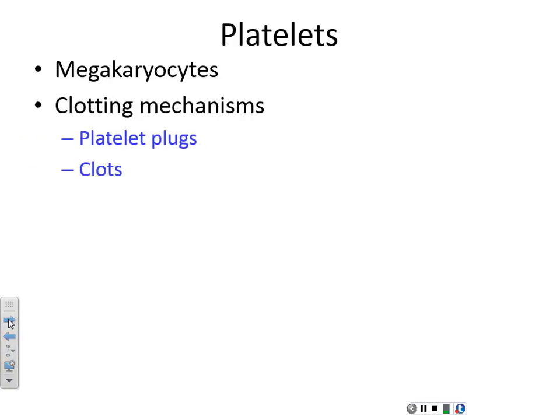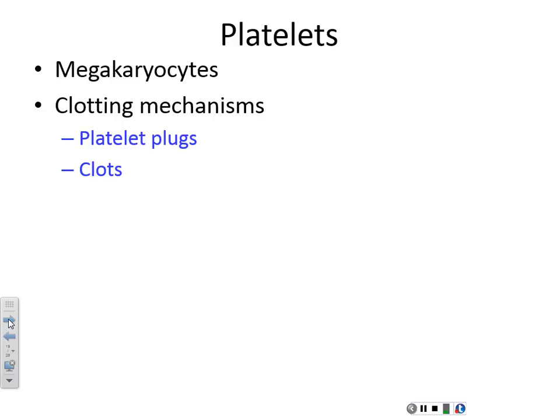Okay, so the two overarching clotting mechanisms: the first is the platelet plug. The platelet plug is meant to repair the small cracks in your blood vessels that happen thousands of times during the day. Okay, otherwise, if it wasn't for the platelet plug, you'd bleed out inside, which is not good. Okay, so that's for small little cracks, nicks that happen in our capillaries. Platelet plugs are for the small ones, and clots are for the big ones, like big major cuts and whatnot.